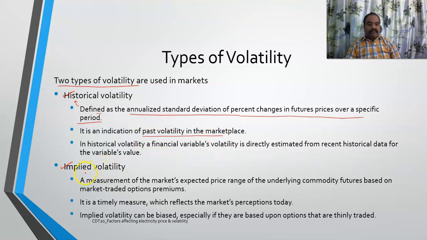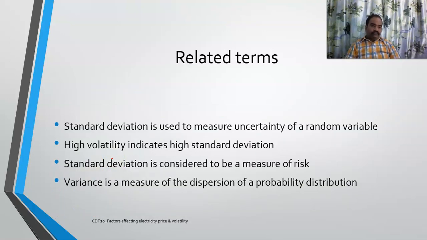Whereas implied volatility is a measurement of the market's expected price range of the underlying commodity futures based on the market traded options premiums. It is a timely measure and it reflects the market's perceptions too. And implied volatility can be biased, especially if it is based upon options that are very thinly traded. It may give you unwanted results. So most of the time we'll be employing the historical volatility in this lecture.